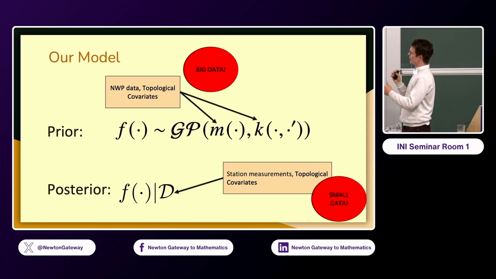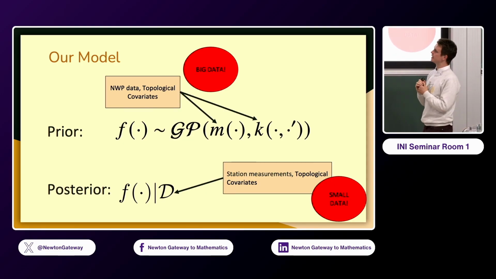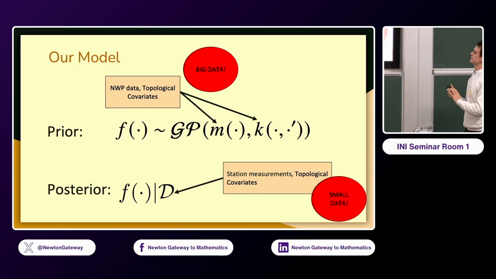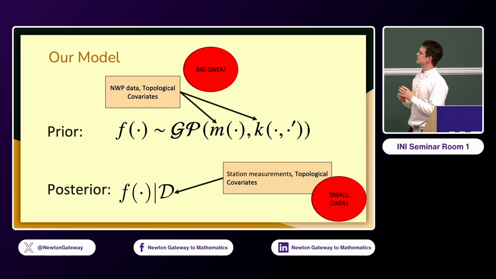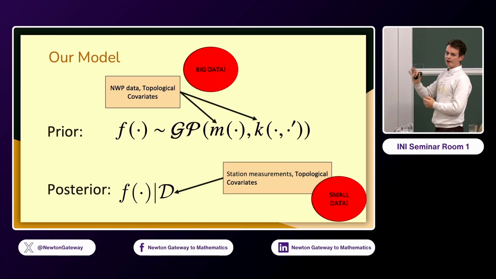So just to reiterate what I've said before, we have this prior, which has got the neural network aspects in here. So we're throwing lots of data at this. We're throwing the numerical weather prediction data at this. And then when we're doing our Bayesian update, we're only giving in the very high quality data that we want to really spend a lot of time analyzing the quality of.